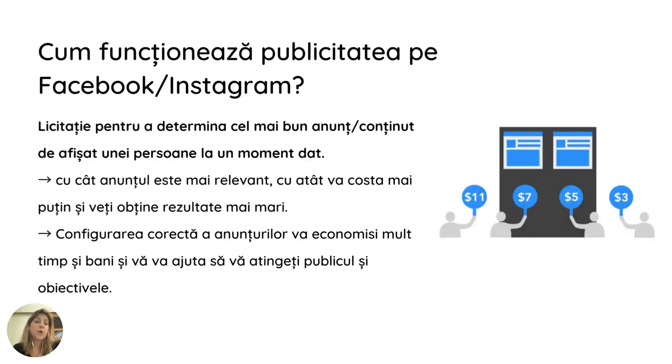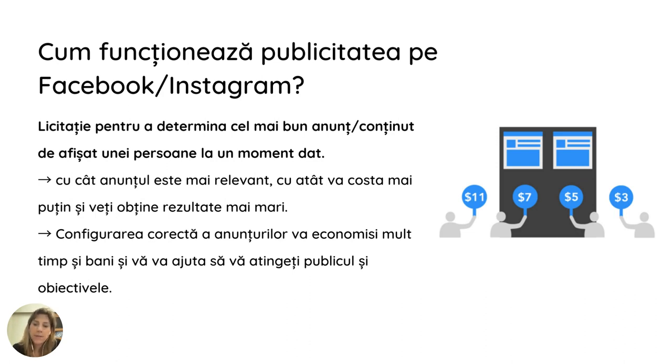So how does Facebook and Instagram advertising work? Basically, the way the ad system works is based on an auction. It helps Facebook or Instagram determine the best ad to show to a person at any given time. There's a limited amount of ads that Facebook can show to a user while keeping the experience on the platform smooth and enjoyable. The auction makes sure that the more relevant the ad, the less it will cost and the higher the result.